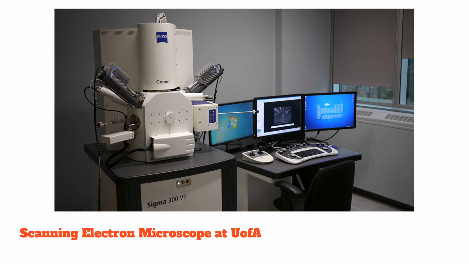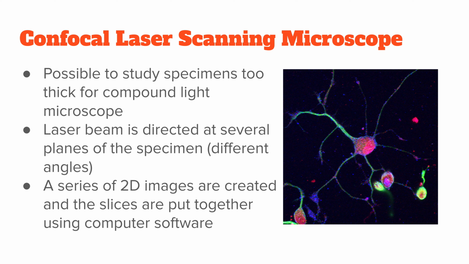There are other types of scanning microscopes as well. You can use a scanning laser microscope. Instead of using electrons, these use a laser, and what they basically do is the laser beam is directed at a sample at different angles, and it's basically taking a whole bunch of two-dimensional images and compiling them together to make a composite that shows three-dimensional depth.